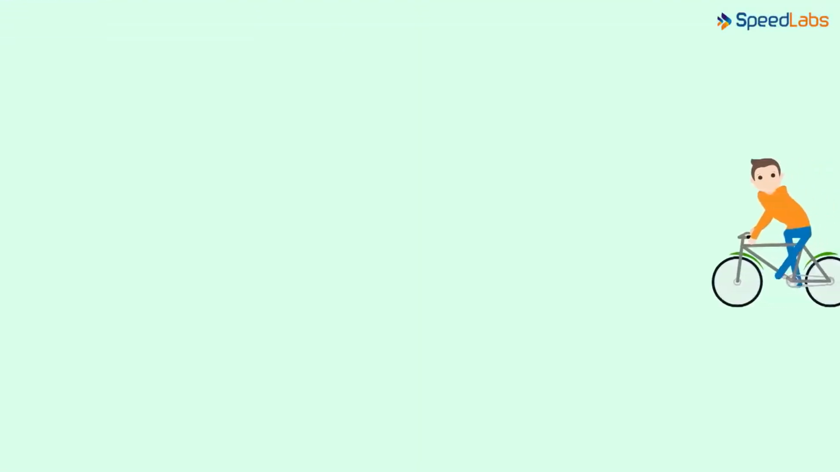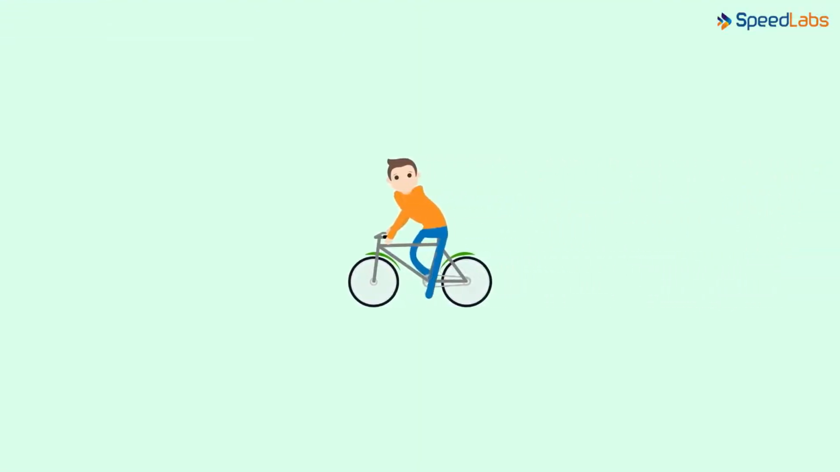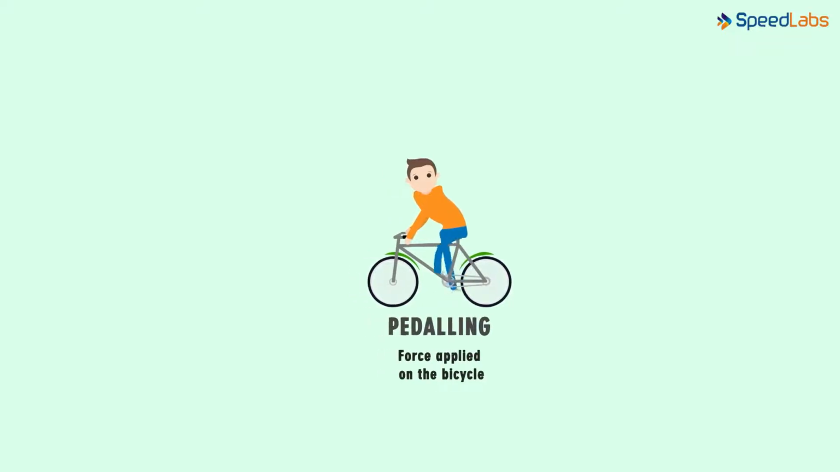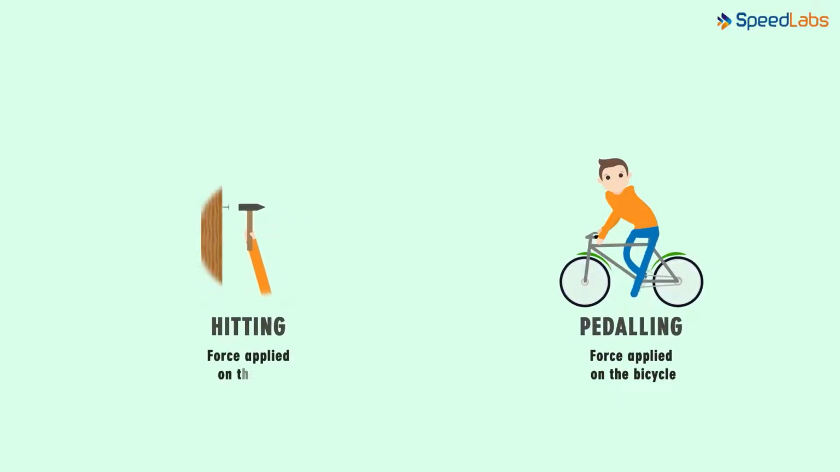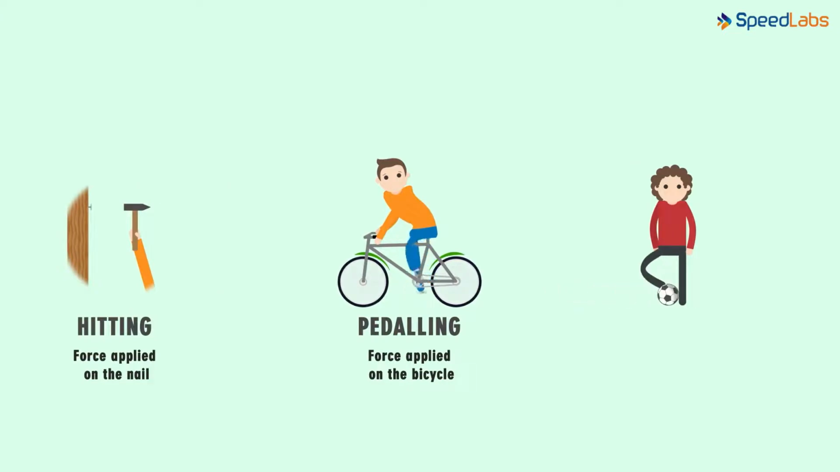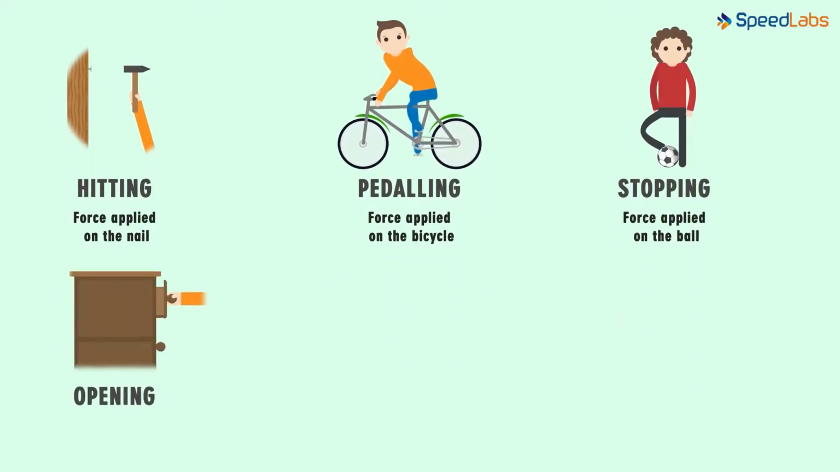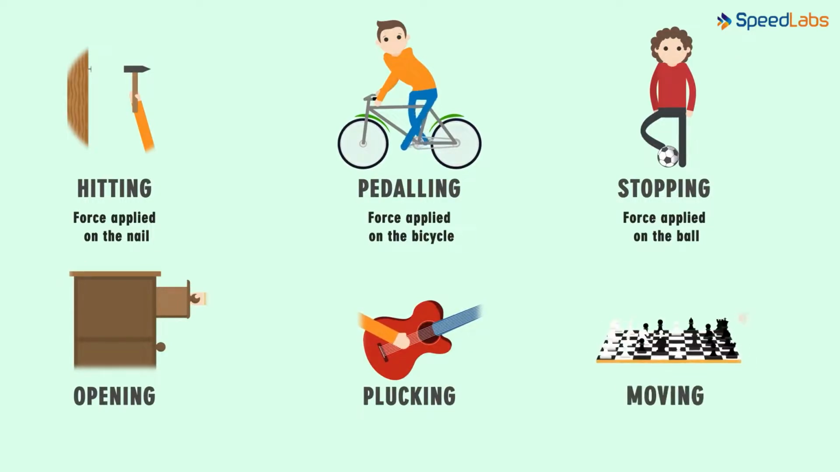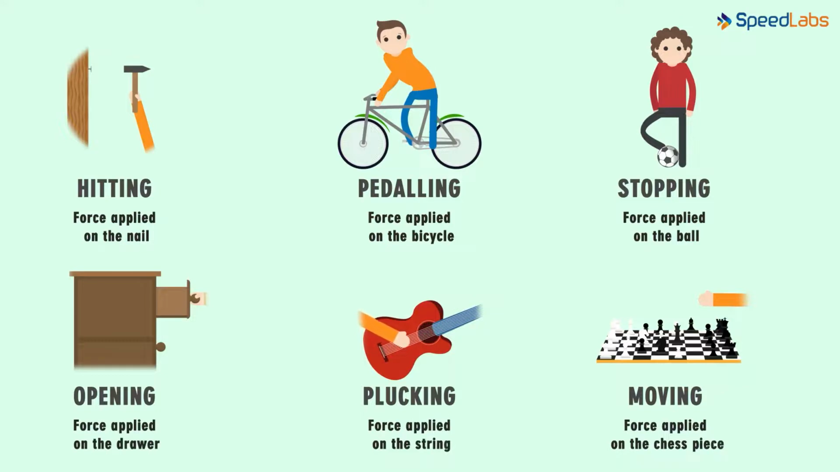While riding a bicycle, we pedal it continuously to keep it in motion. Here, pedaling is the force that we apply on a bicycle. Hitting the hammer on a nail is also a force applied on the nail. What about stopping a moving ball? Yes, even stopping the ball means we are applying a force on it. We applied some force to stop the ball. Opening a drawer, plucking the string of a guitar, moving a piece on a chessboard are some of the other actions performed on objects. So performing these actions on objects is nothing but applying force on them.